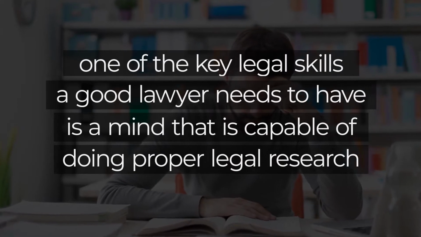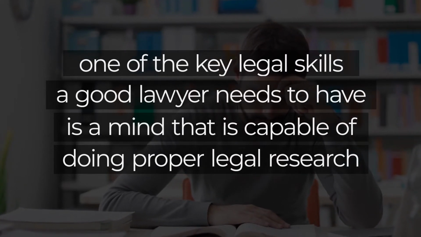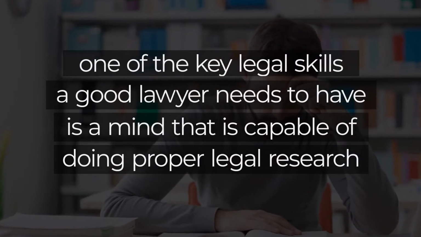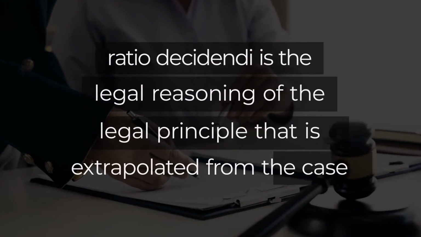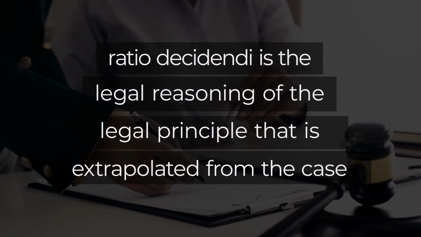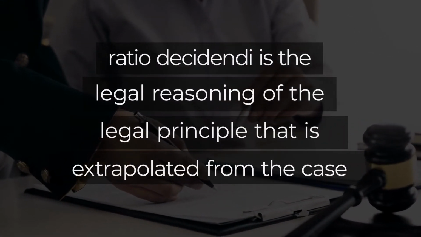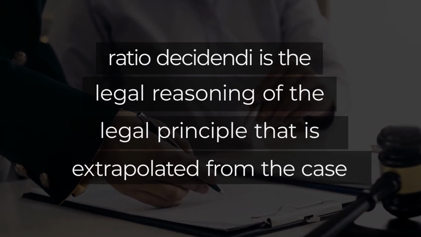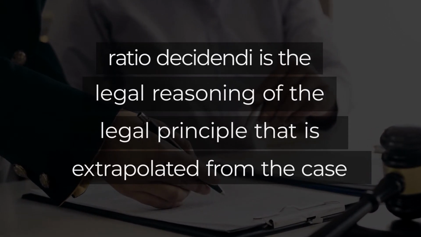All of these different factors and considerations mean that one of the key legal skills that a good lawyer needs to have is a mind that is capable of doing proper legal research. And proper legal research means that you have to have a willingness to get into the mud and search out for doctrine or precedent that supports your position. Now, obviously, the best thing you can find is binding ratio decidendi. And as you may know, ratio decidendi is the legal reasoning and the legal principle that is extrapolated from the case. So what is the legal doctrine that we apply to all the law as derived from this particular authority?